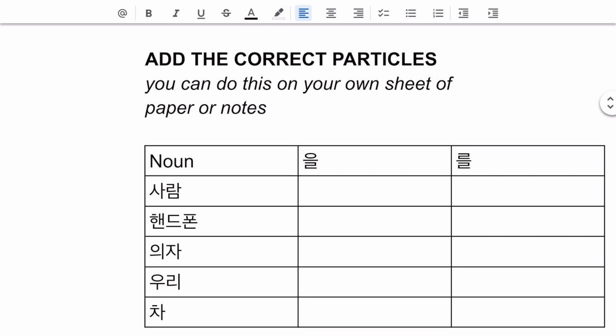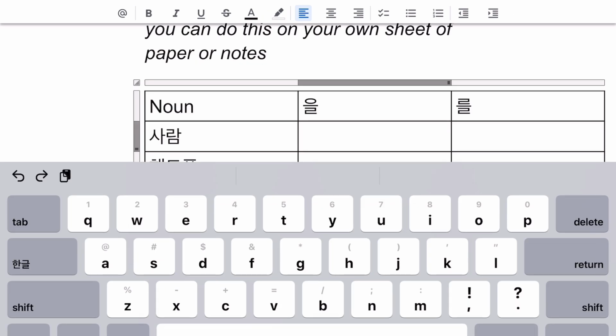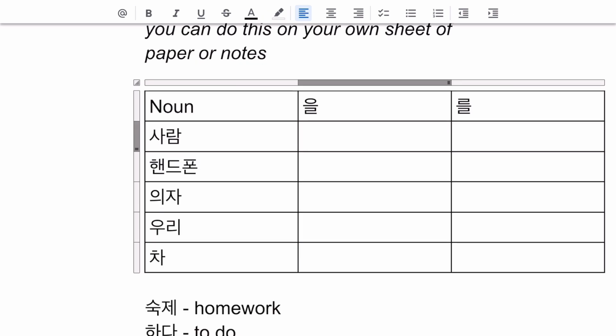So I had a little exercise here you may have already done, but this is just helping you recognize or memorize the rule for when to use which one of these. So I'll go ahead and answer these in the video. If you don't want to be spoiled, you can pause and do it yourself.